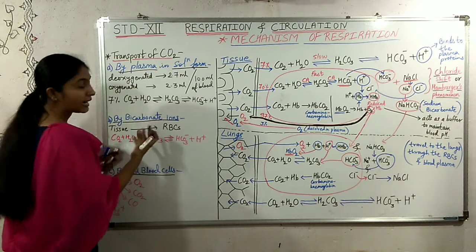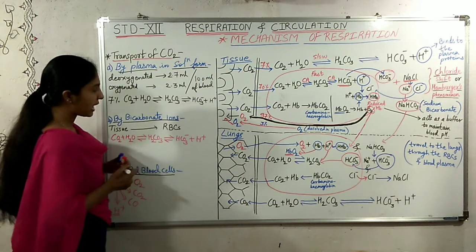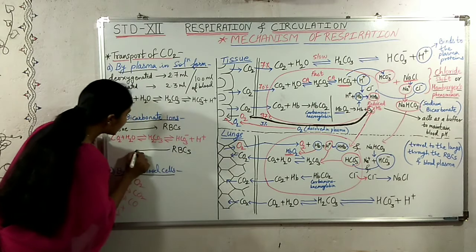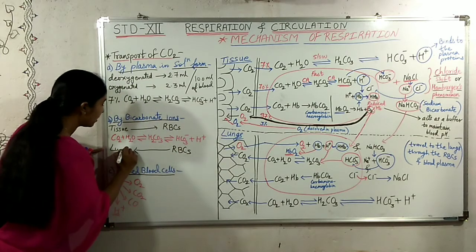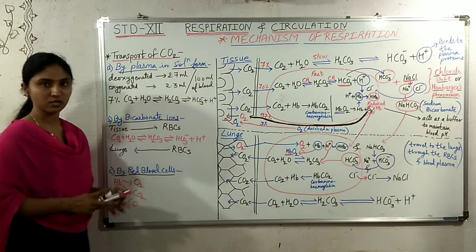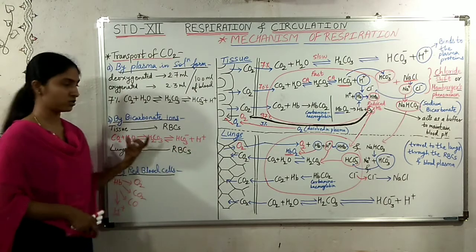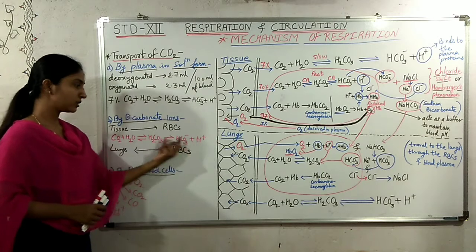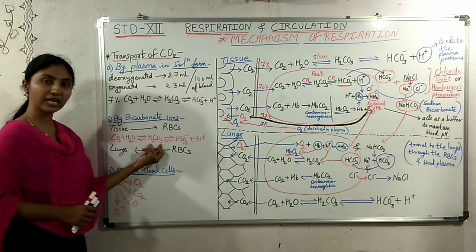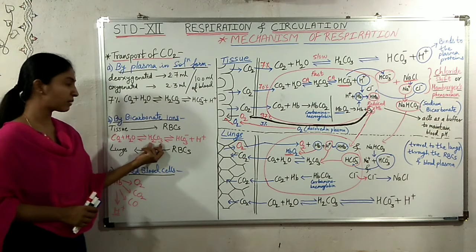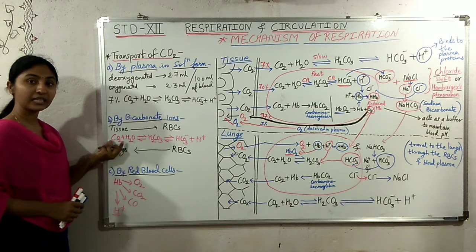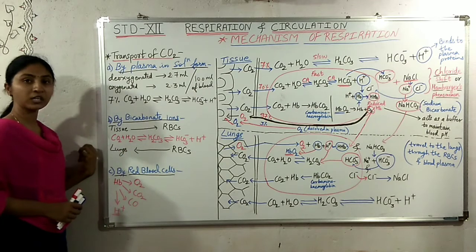Now, near the lungs, what happens? These RBCs give the carbon dioxide to the lungs. At that time, what happens? The same reaction gets reversed. These ions, hydrogen ion and bicarbonate ion, combine to form carbonic acid. This carbonic acid is unstable, so it splits up into water and carbon dioxide, and then this carbon dioxide is given out of the lungs.